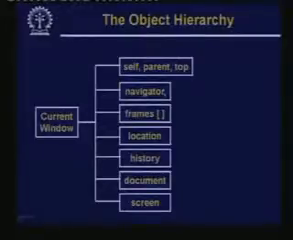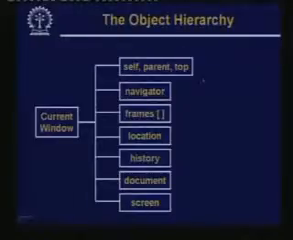Now, within the current window, if you say window dot self, it means the same window. If you mention window dot top, it will represent the top level window under which the present window is embedded. If you mention window dot parent, it will refer to the window from where directly this window under question is included. So, the parent window. So, top, parent and self, all these three are self-referential objects, you can say. They all refer to some other window object.